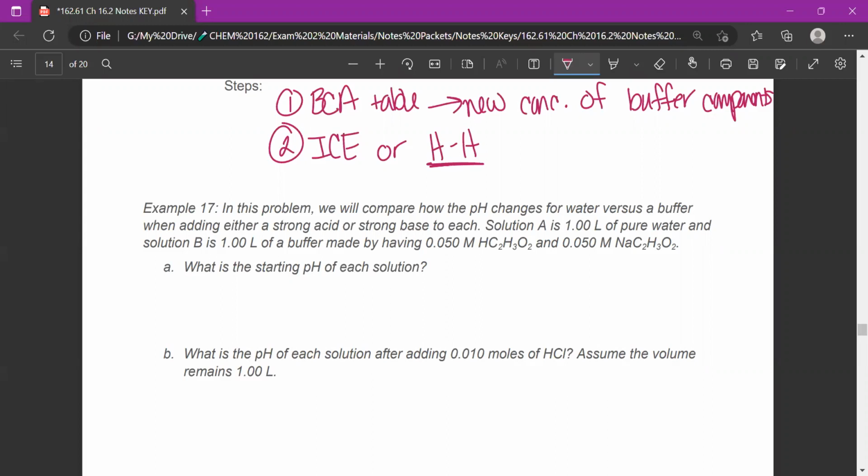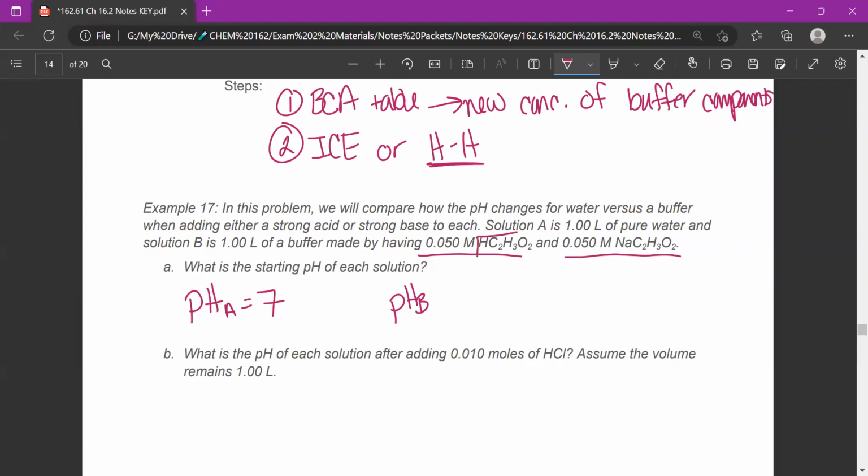Well, that's easy. The pH, I'm going to call it of A, is just 7, right? Pure water. Okay, so this is my solution A. Now the pH of B. How do I find that? Okay, what is B? B is a buffer made with 0.05 molar of acetic acid and 0.05 molar of sodium acetate. Okay, now this is a buffer.